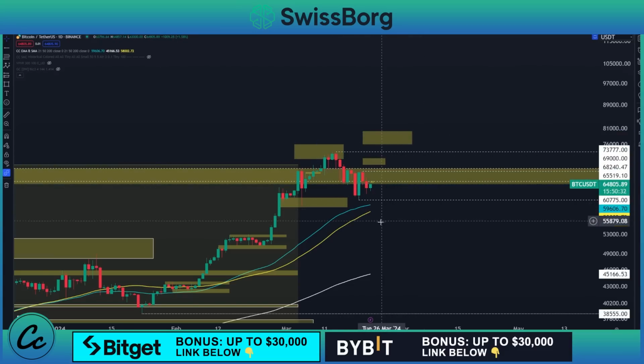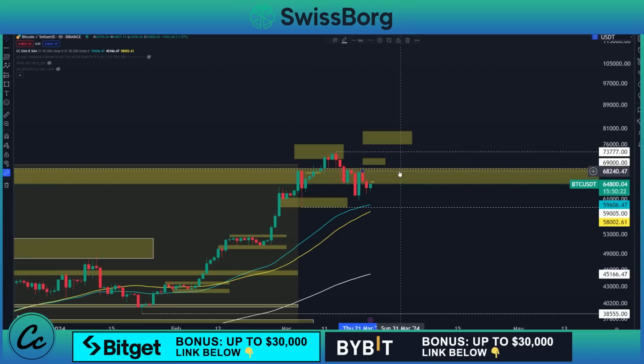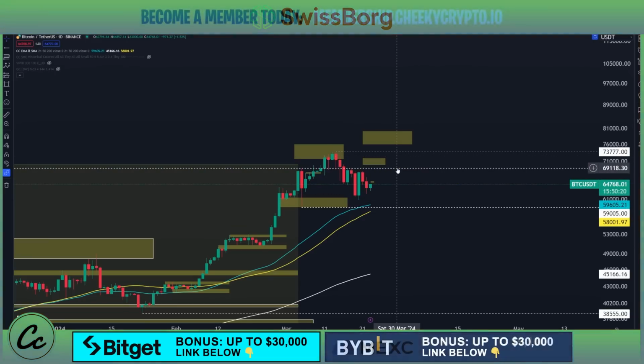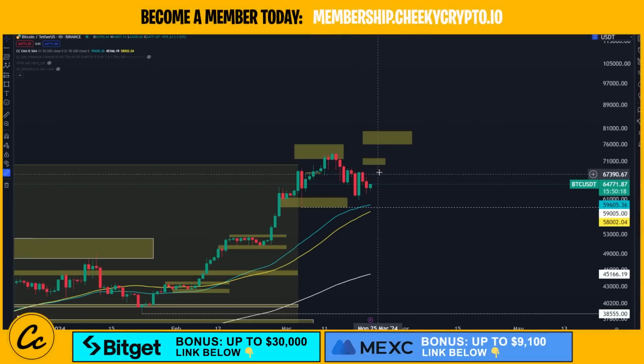The things that would change my mind on this, well, if we were to start to lose the low that we had over here. Let me go ahead and tidy up some of these lines just so that I don't have them all on here. I'm going to make this a little bit easier to see. Right, so down here, it's $59,005. If we were to come down lower than this, that's going to break the structure that would take us out to that $75,000 to $80,000.